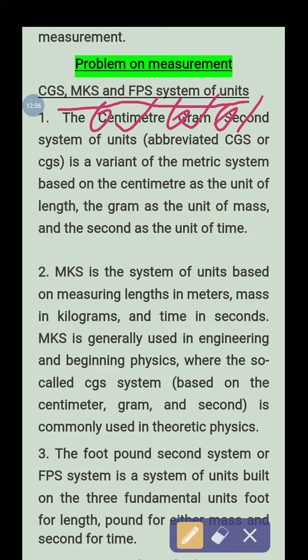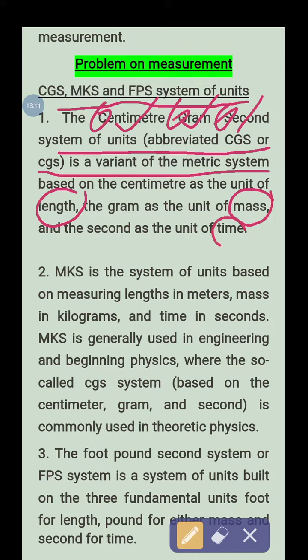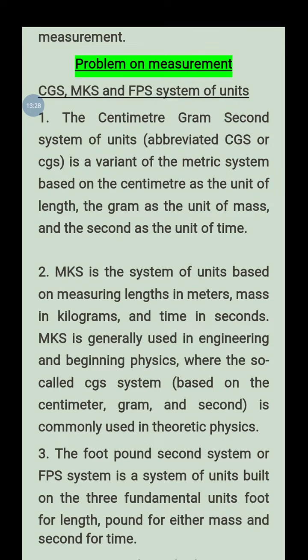The centimeter, gram, second system of units, abbreviated as CGS, is a variant of the metric system based on the centimeter, where the centimeter is the unit of length, the gram is the unit of mass, and the second is the unit of time. Another one is MKS. In CGS length is in centimeter, and in MKS length is in meter. Weight is in gram in CGS, and in kilogram in MKS. Time is in second in both. This is the MKS system.